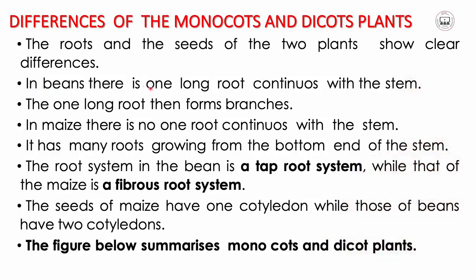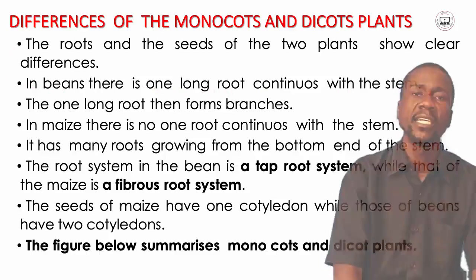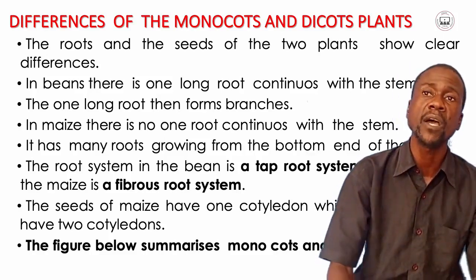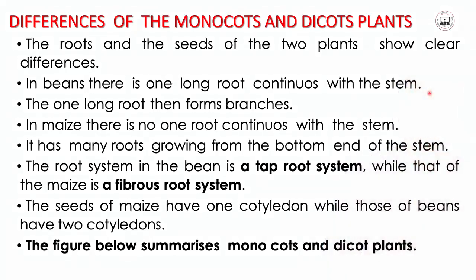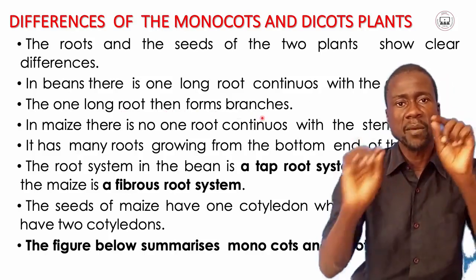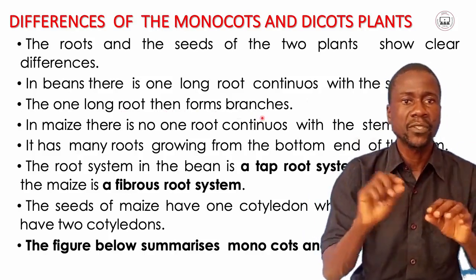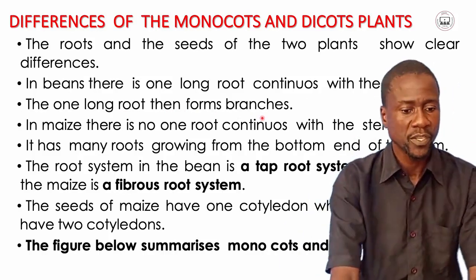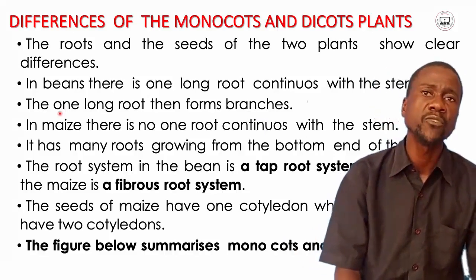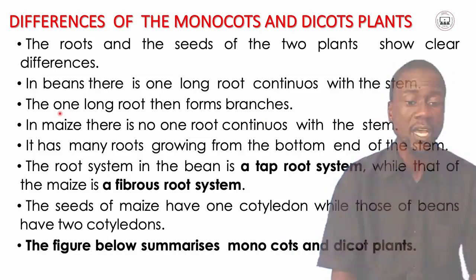Then in beans there is one long root continuous with the stem. You'll find that in the bean seed, you have a main root system, and the one main root then forms branches. Along the main root, you'll find that there are some branches going sideways out of that root system. So that is an example of a root system which is found with the dicotyledonous plant.